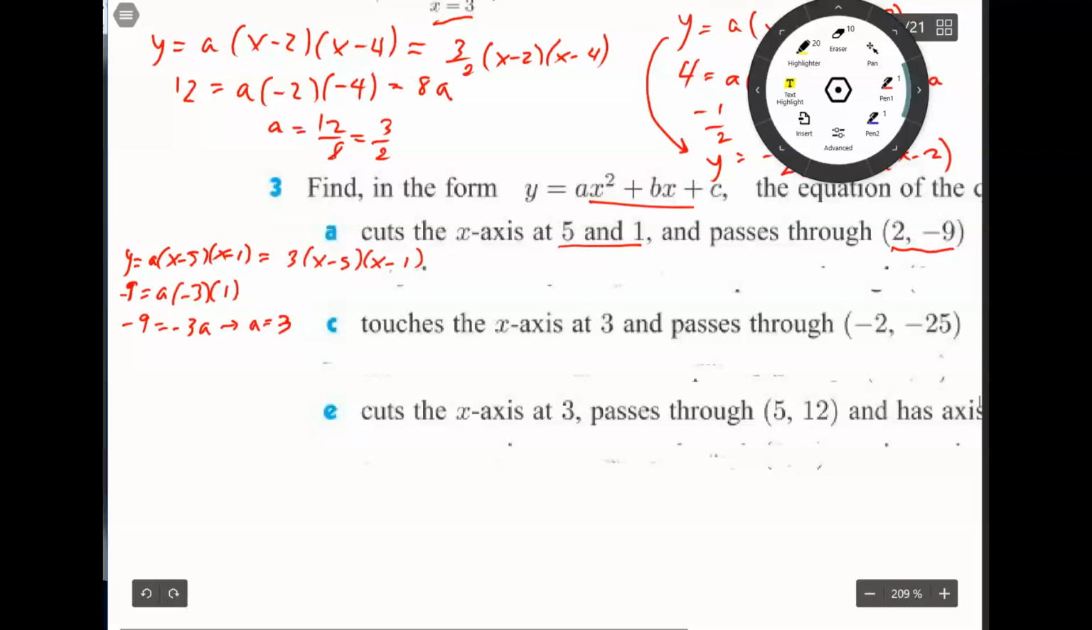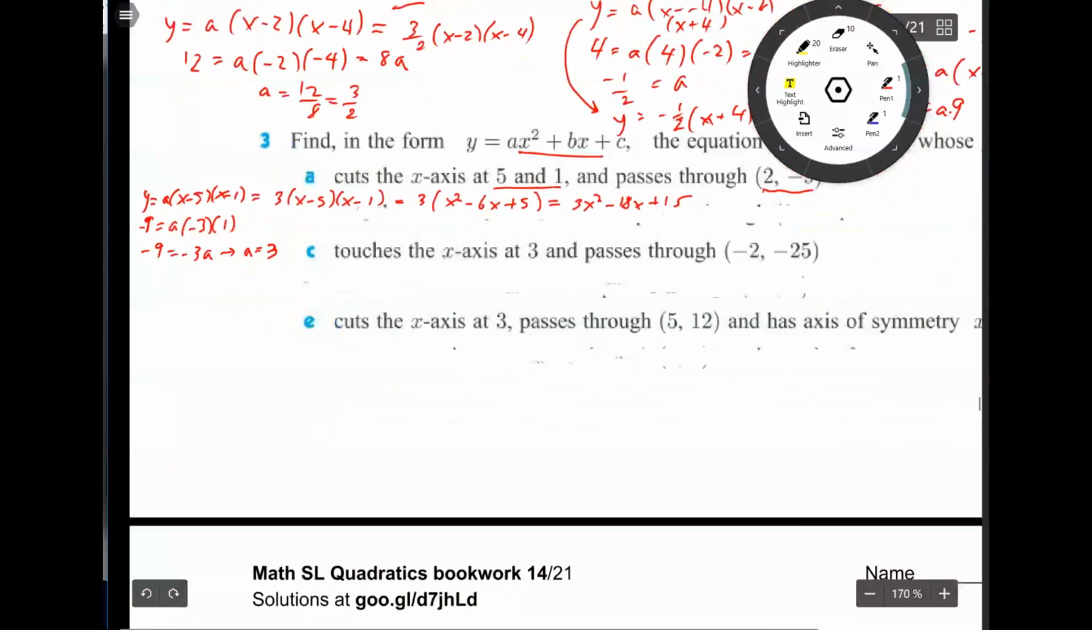But they want it in standard form. So I'm going to multiply everything out. So I'm going to have x squared minus 6x. I just did FOIL. Okay, minus 5x minus 1x is minus 6x plus 5. And then I'm going to distribute the 3. So I get 3x squared minus 18x plus 15. Okay. Now I'm going to do C.